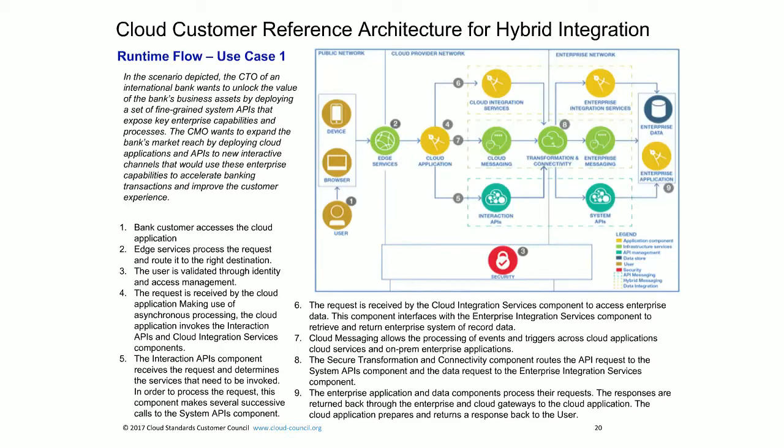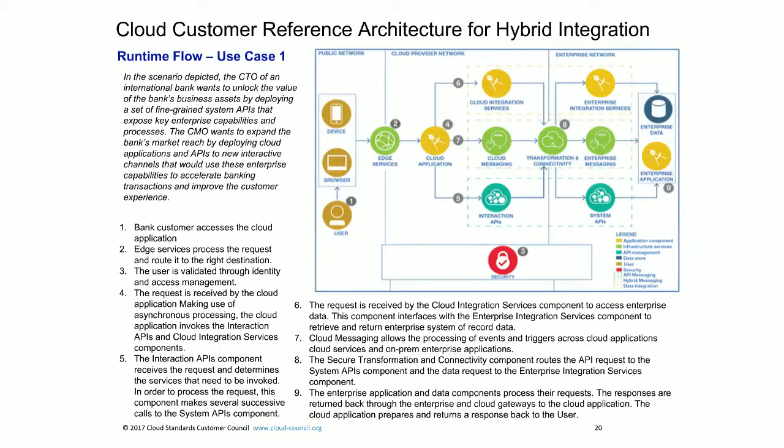This would be a cloud native, born on the cloud type application. It's received by the cloud application, and it uses asynchronous processing. The cloud application invokes both the interaction APIs and the cloud integration services component. Then in step 5, the interaction APIs, that is the API gateway. The interaction APIs component receives the request.